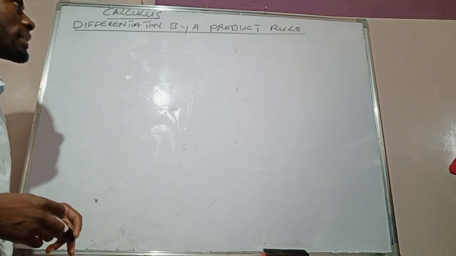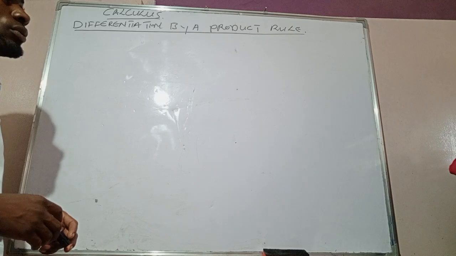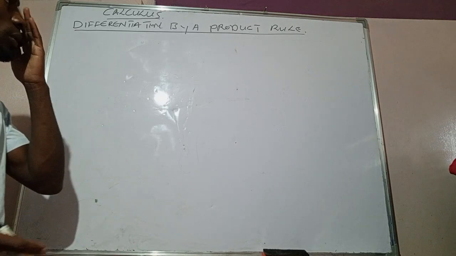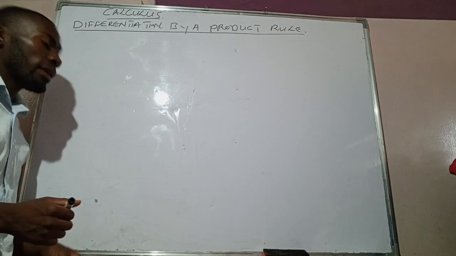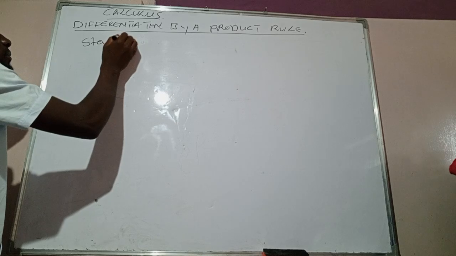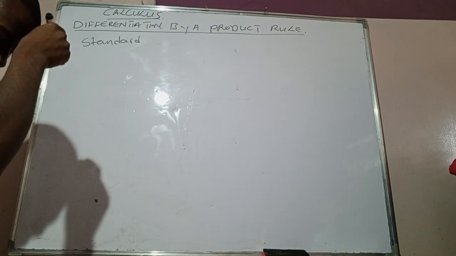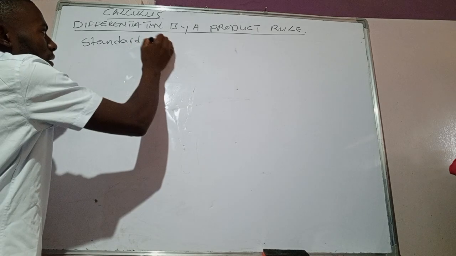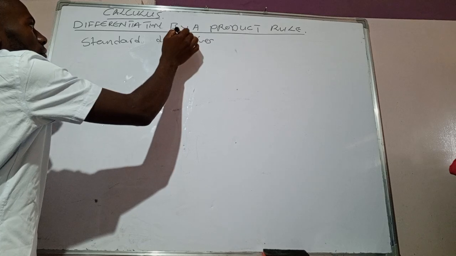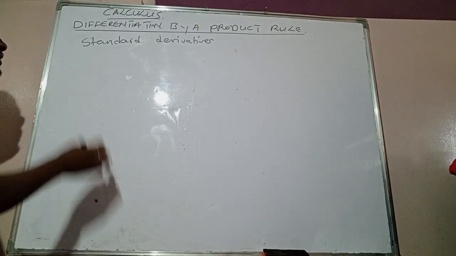The other time we were looking at differentiation by the general rule, but today we are going to look at the product rule. So before we go any further into the formula and the other things, we are going to look at some of the standard derivatives. Okay, so what are some of these standard derivatives?